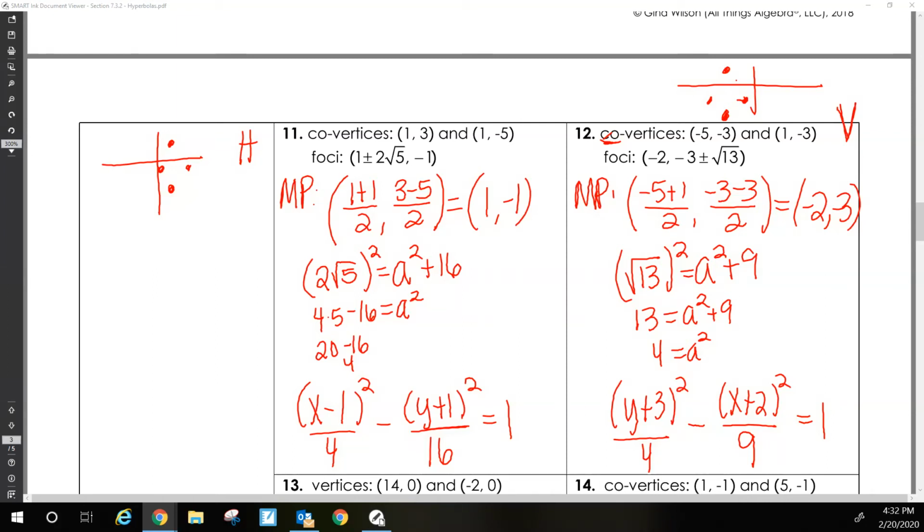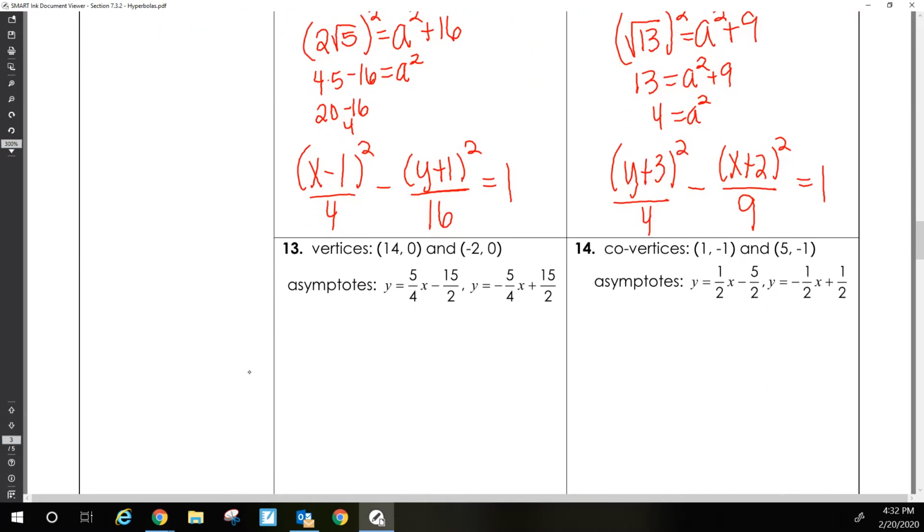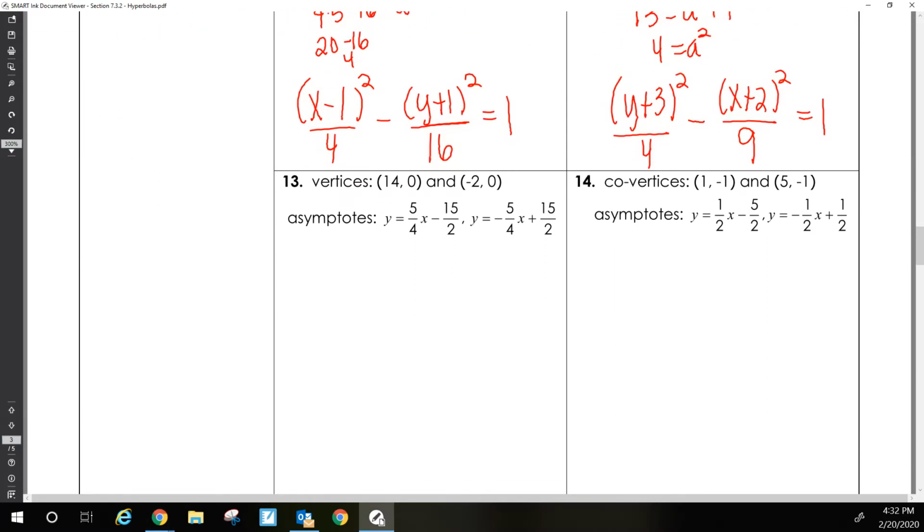Welcome back for calculus. Let's knock out 13 through 16 here. We're in hyperbolas, day 2. We're writing some equations. This time we're given vertices and asymptotes. So what can we do with that?